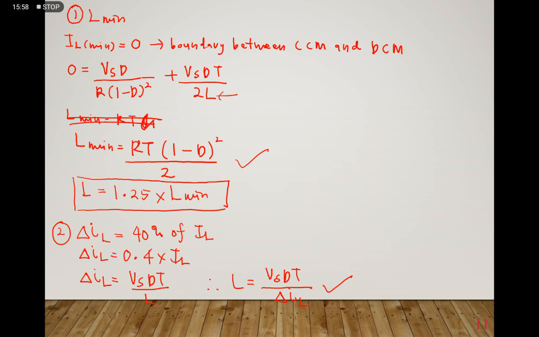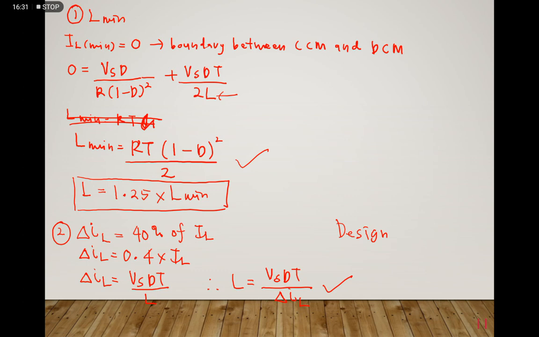Which equation you use depends on the question. You need to look at the question and try to understand it correctly. If the question mentions the word design, remember design.